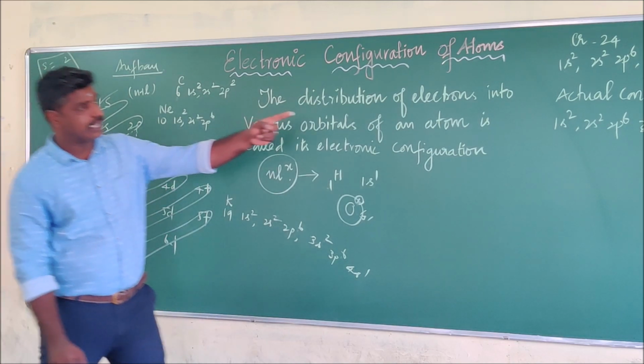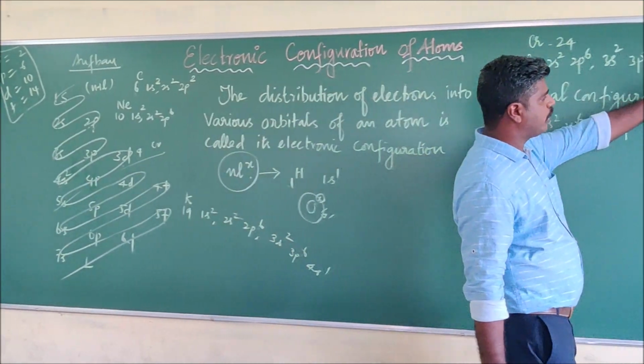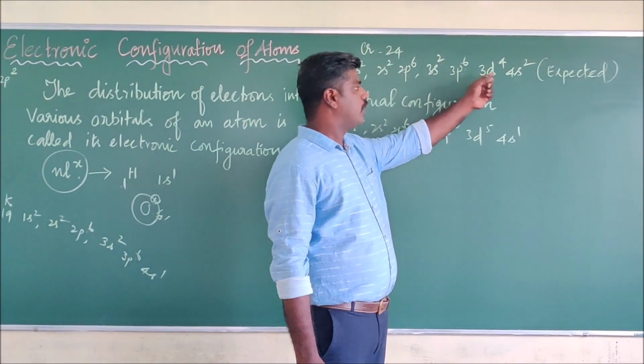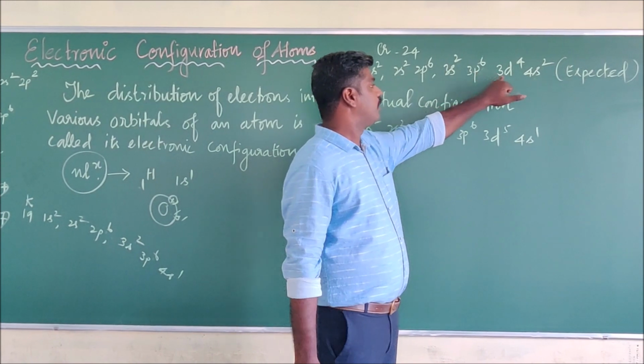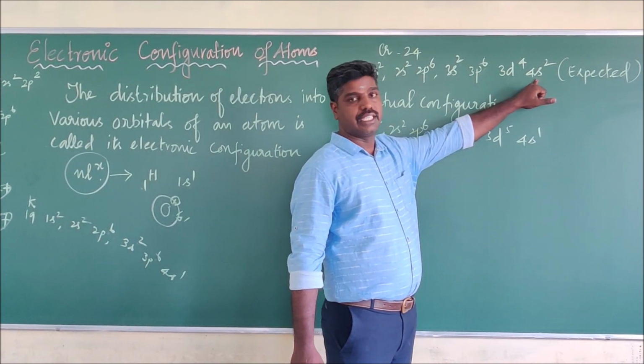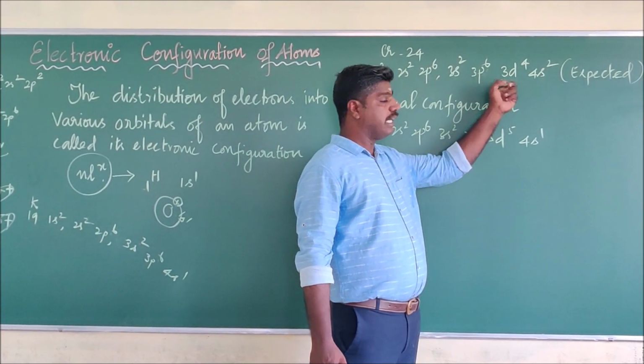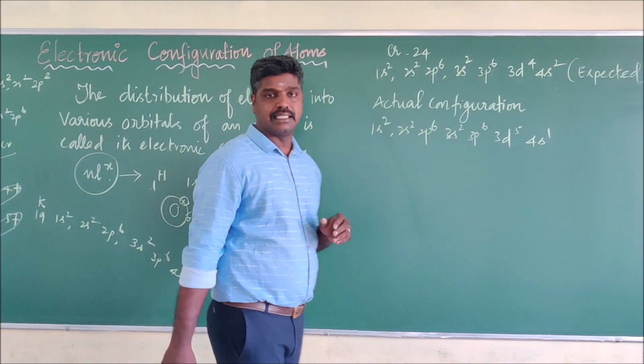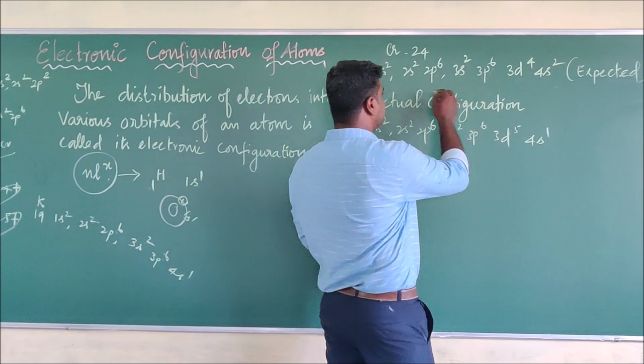I am expecting this electronic configuration. You may ask, sir, you are always saying that the energy difference between 3d and 4s is very small, so 4s should come first and 3d should come after. No problem, you can write it as it is. But why I am writing like this is that the series is the same.